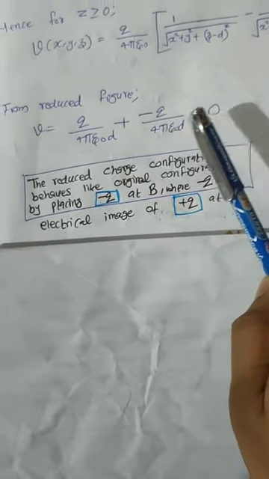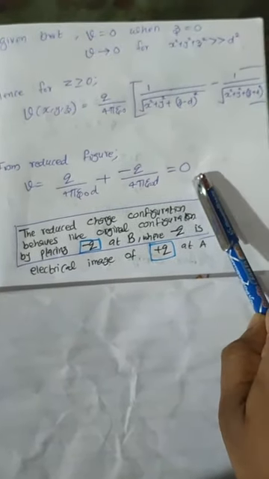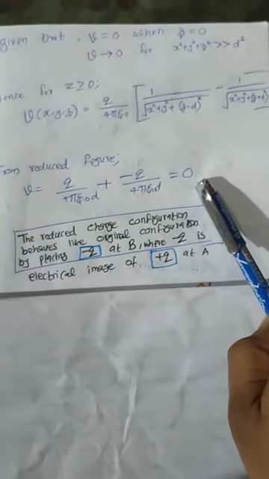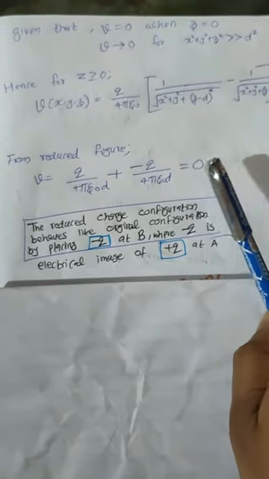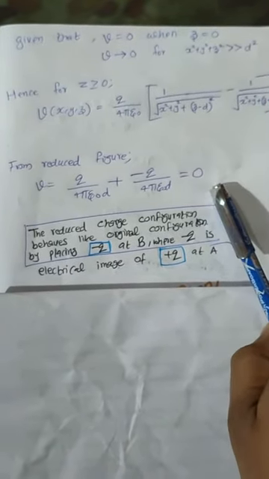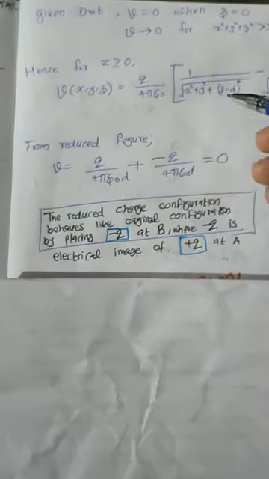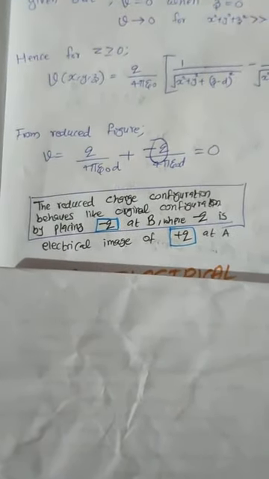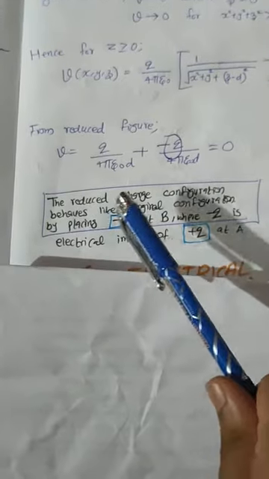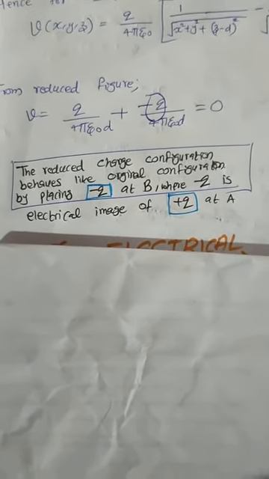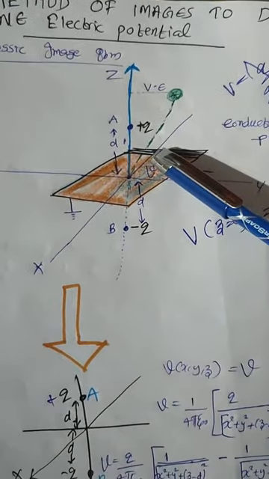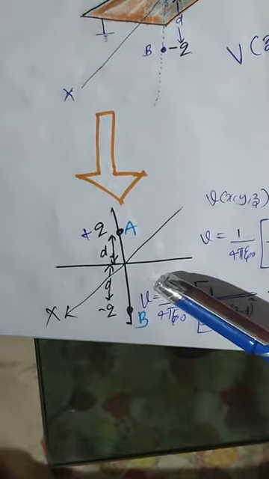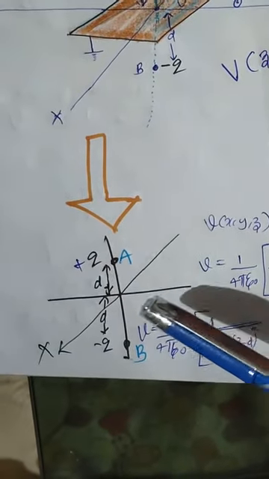So we have minus q, and this 0 is part of the condition that we have considered here. That is the reason why we consider minus q here. So the reduced charge configuration behaves like the original configuration. This is the original configuration that we have, and this is the reduced charge configuration we created for the sake of simplicity.